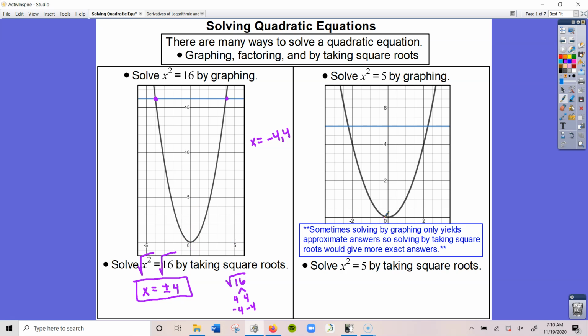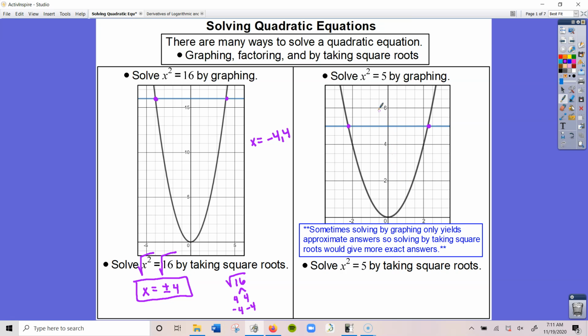Now, if I were to try to solve x squared is equal to 5, here we have the equation for x squared, so the parabola, and then we have the horizontal line at y is equal to 5. If I try to find those points of intersection, we see that it is not at an exact number. It's approximately 2 point something, since it's after 2, and negative 2 point something. So in a case like this, graphing may only give us approximate answers, not exact answers.